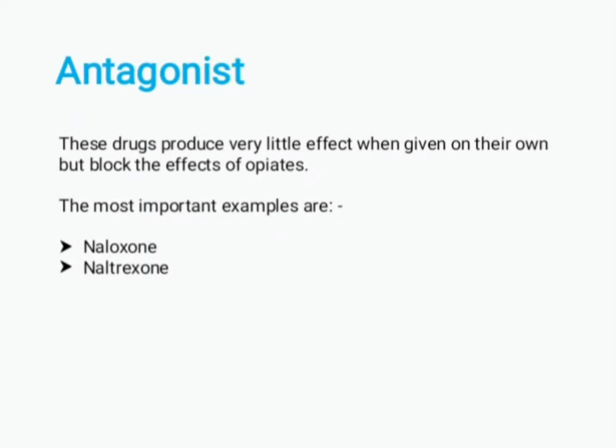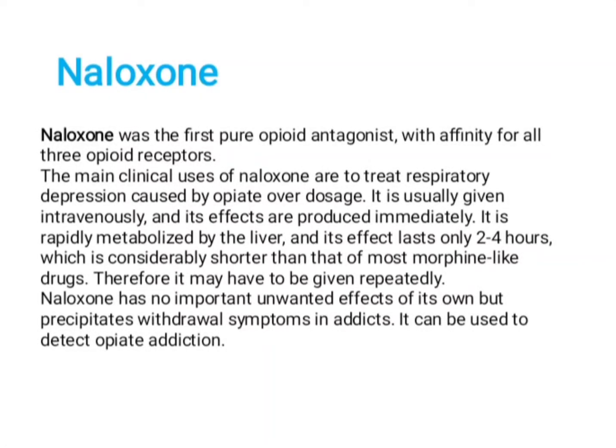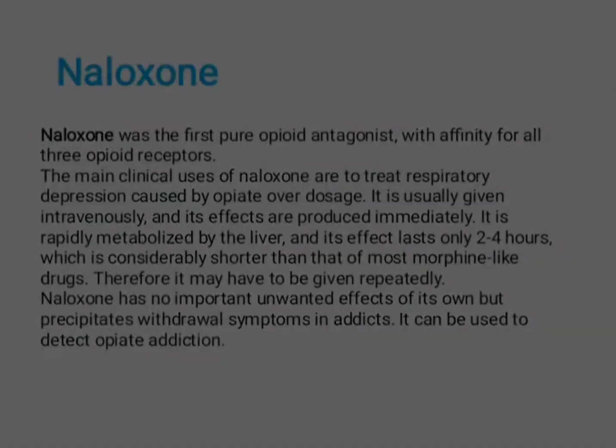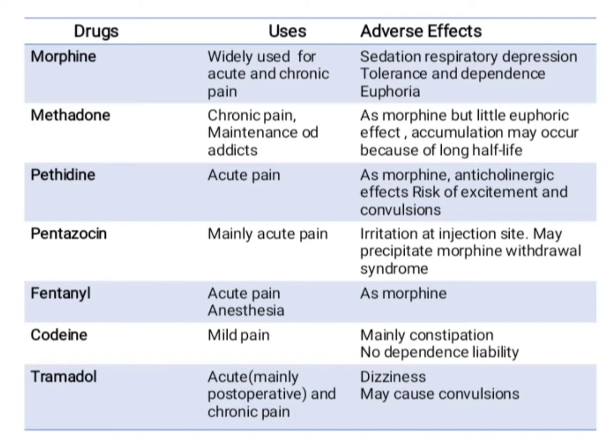Antagonists. These drugs produce very little effect when given on their own but block the effects of opiates. The most important examples are naloxone and naltrexone. Naloxone was the first pure opioid antagonist with affinity for all three opioid receptors. Then naltrexone. Naltrexone is very similar to naloxone but with the advantage of a much longer duration of action. Here is the chart of narcotic drugs, their uses and adverse effects.